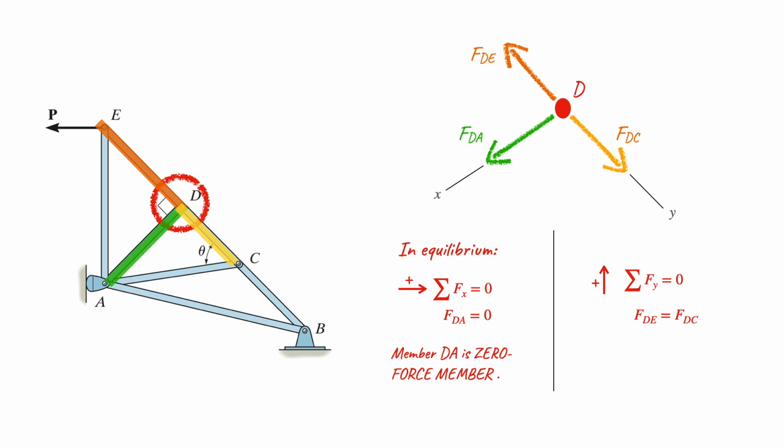What we can safely conclude from this exercise is that member DA is a zero force member. So we can actually eliminate member DA from our structural analysis. However, member DE and member DC have the same force magnitude. So we can actually eliminate joint D and merge member DE and member DC to become one single slender member.